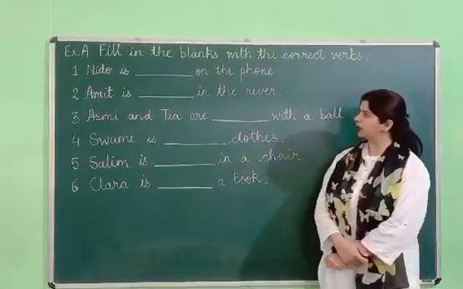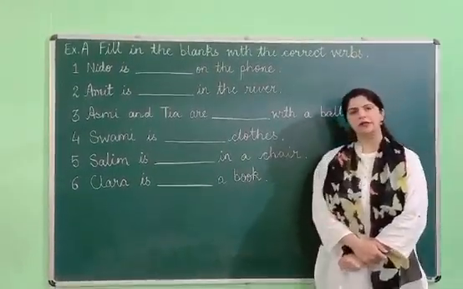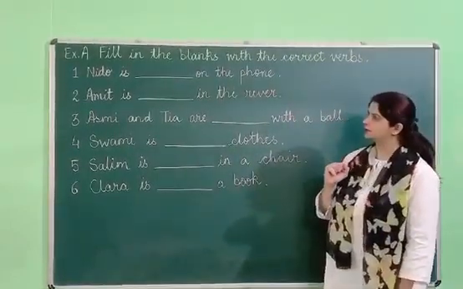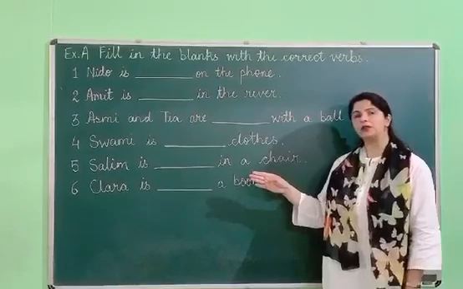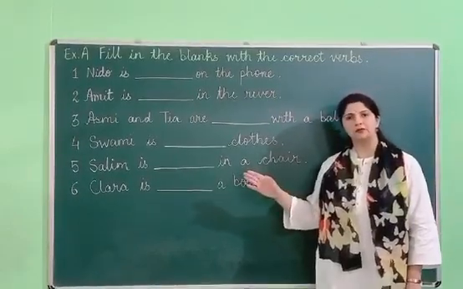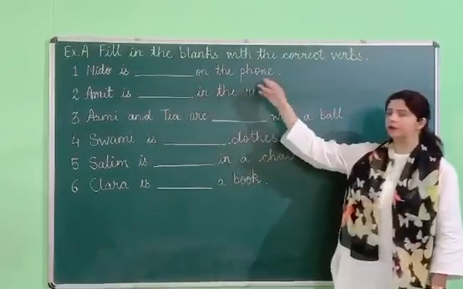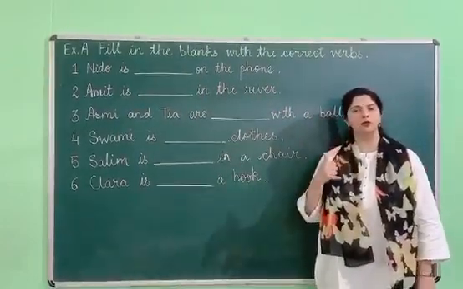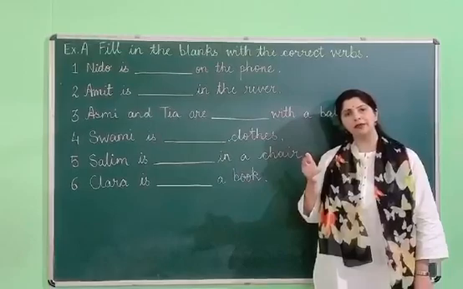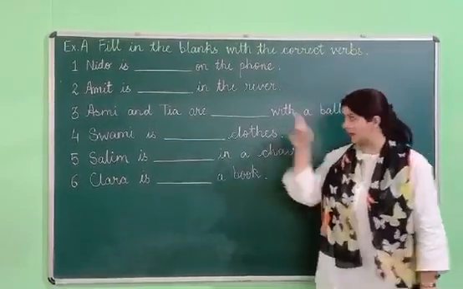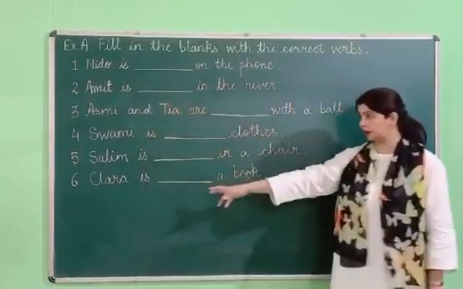Children, we have come to the first exercise of verbs where you have to fill in the blanks with the correct verbs. I have given you 6 sentences where you would be writing the action word in them. What? The verb. Number 1. Nido is dash on the phone. What do two people do on the phone? I am giving you an example. Nido is talking on the phone. So, I am telling the answer in this sentence. Rest you will be doing on your own.